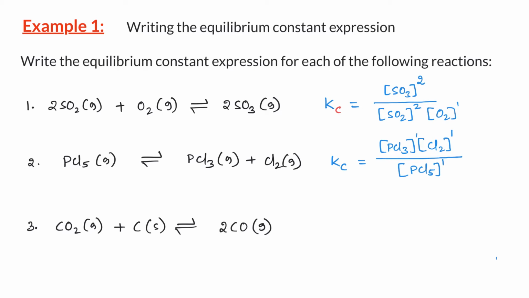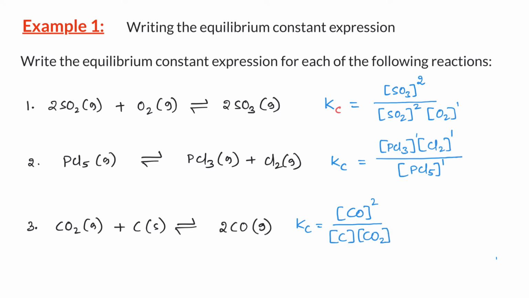Next, 1 mole of carbon dioxide gas reacts with 1 mole of solid carbon to form 2 moles of carbon monoxide gas. For this reaction, the equilibrium constant K is equal to the concentration of carbon monoxide to the power 2 divided by concentration of carbon times concentration of carbon dioxide.